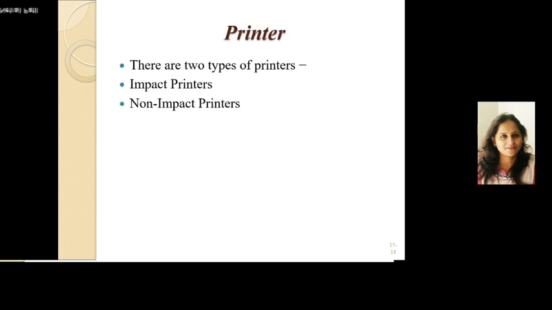Okay. Now next is printer. What is a printer? Printer is the most important output device which is used to print information on paper. Printer is used to produce hard copy information. The price of a printer depends on output quality, speed and printing technology employed. There are two types of printers, impact printers and non-impact printers.